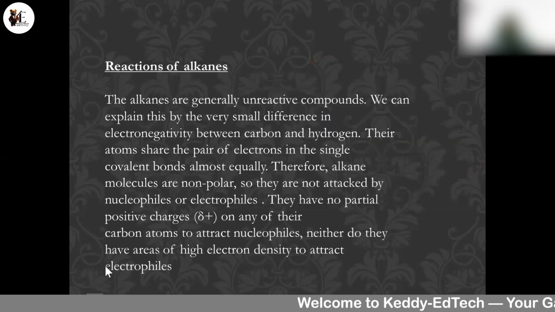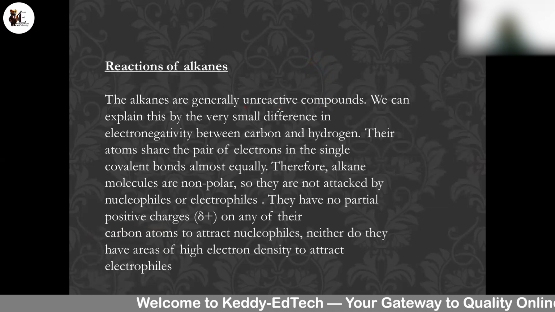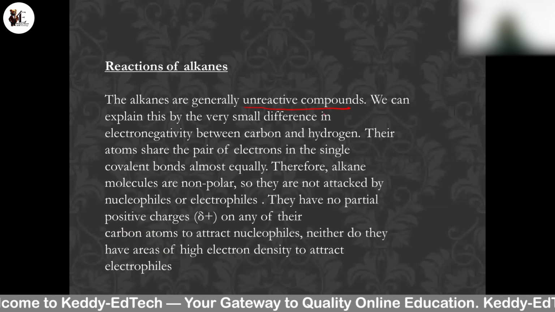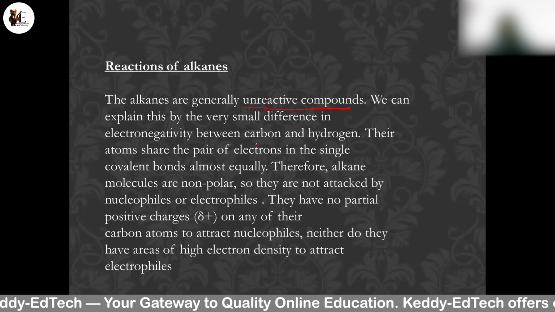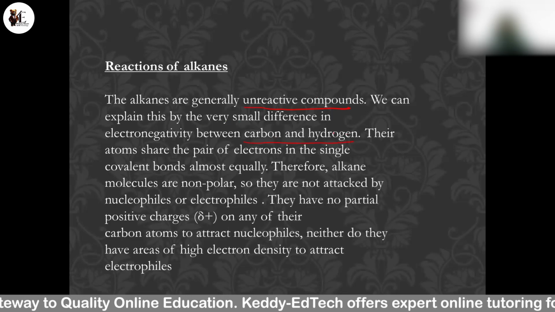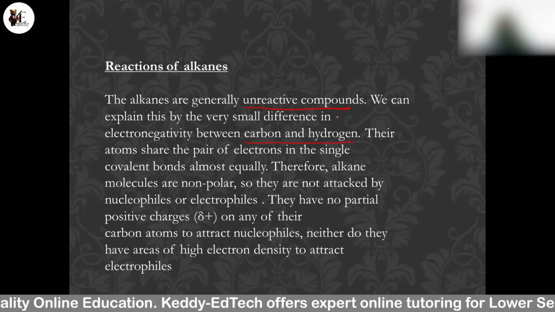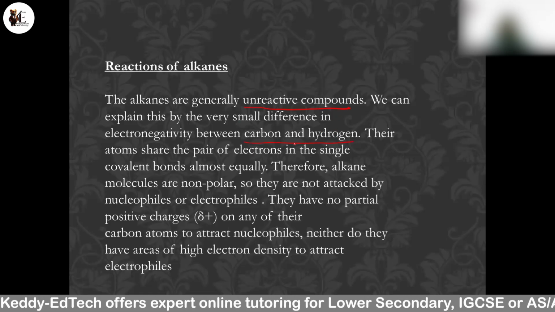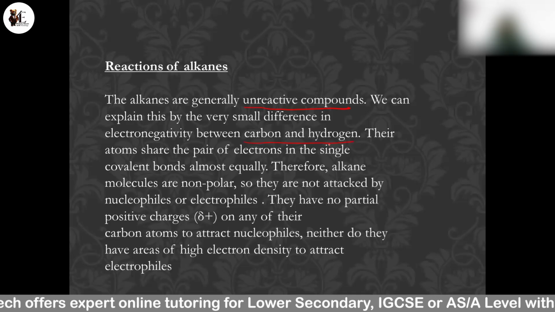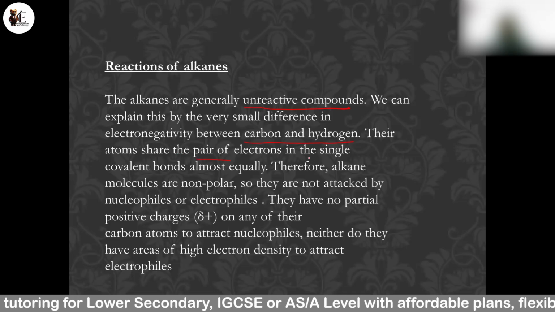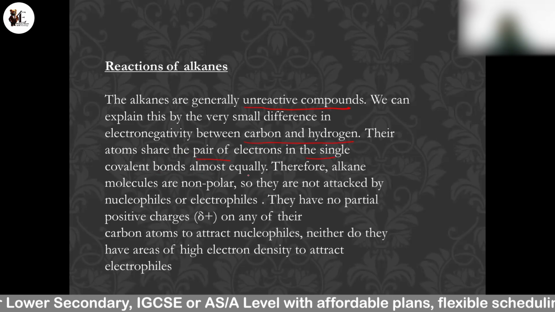Now we'll read about the reactions of alkanes. Okay, so first of all, alkanes are unreactive. They are unreactive compounds. How can we explain this unreactivity? Because of the small difference in electronegativity between carbon and hydrogen. Carbon is 2 point something and hydrogen is also 2 point something on the Pauling scale. We have read it in chemical bonding also. So there is a very small difference in electronegativity between carbon and hydrogen, so it is not polar. So their atoms share the pair of electrons in the single covalent bond almost equally.